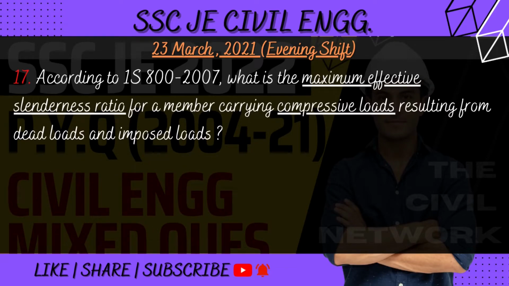Question number 17. According to IS 800-2007, what is the maximum effective slenderness ratio for a member carrying compressive loads resulting from the dead loads and imposed load? Options are A. 180, B. 250, C. 300, D. 400. So the correct answer is option A, 180.